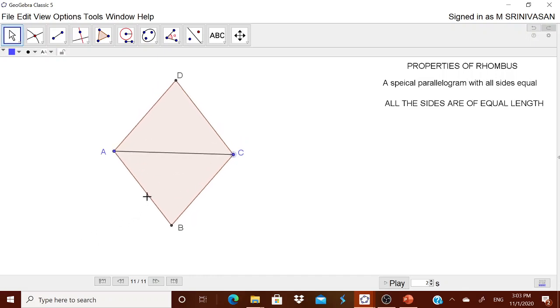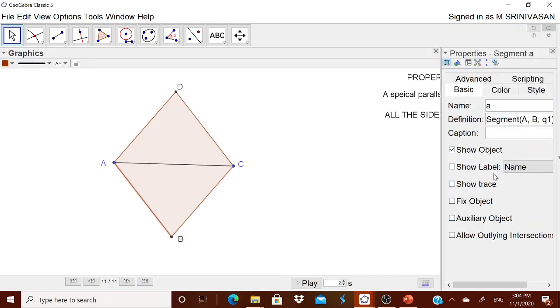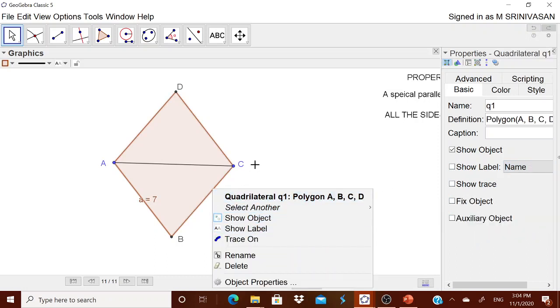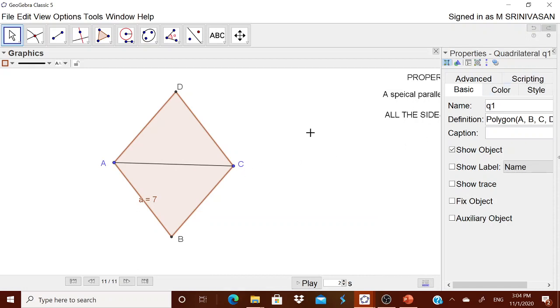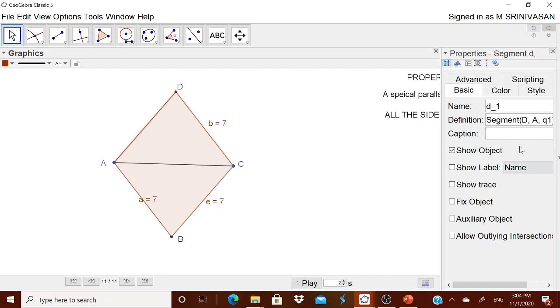Go to this AB, click it. Let us check whether it is selected. Yes, it got selected. Go for this label, name and value. Again, go to this. Again, okay, quadrilateral is selected. Escape. If the quadrilateral is selected, please escape. Segment BC is selected. Well, good. Name and value. Okay. CD is selected. Name and value. AD is selected. Yes. Show name and value. You got all of them are 7.